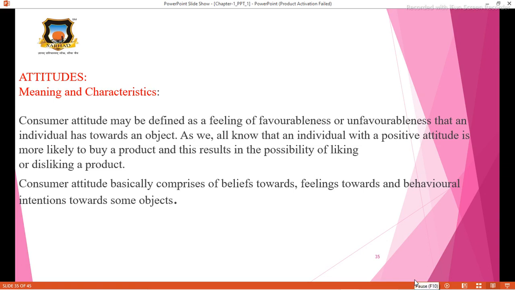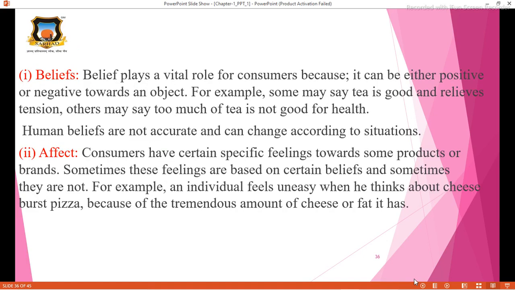The consumer attitudes basically comprise the beliefs towards, the feelings towards, and the behavioral intentions towards some objects. The next is beliefs. Beliefs play a vital role for the consumer because they can be either positive or negative towards an object. Beliefs can be positive and can be negative.